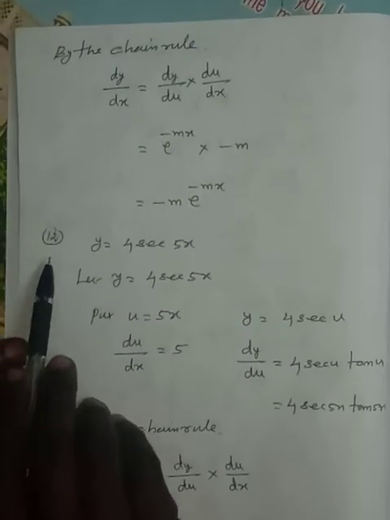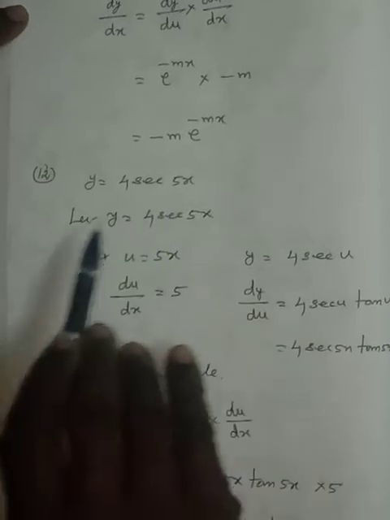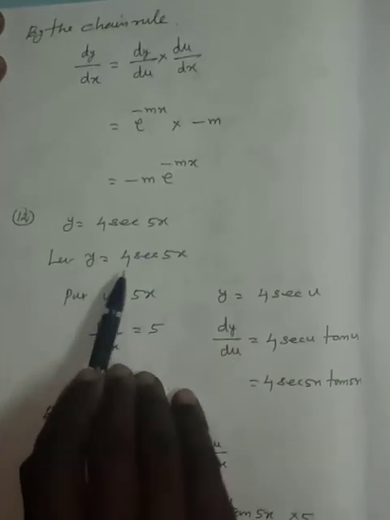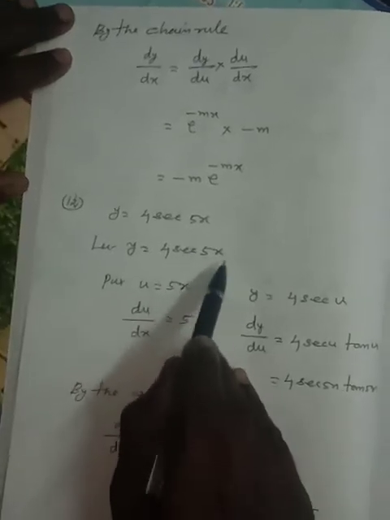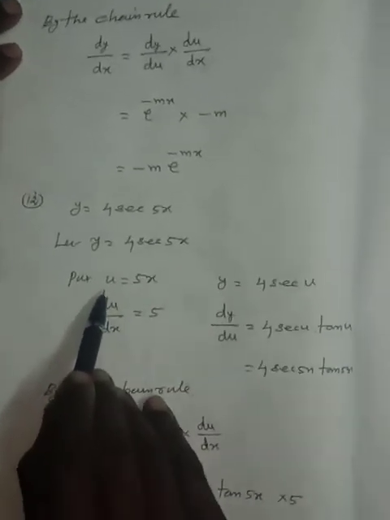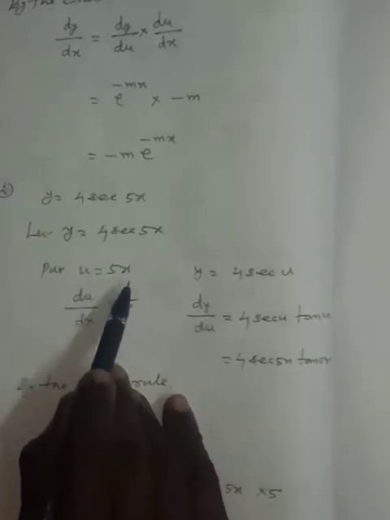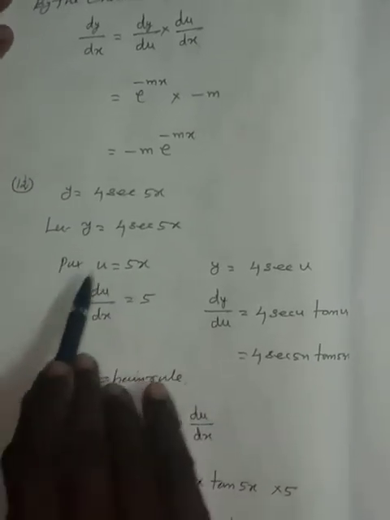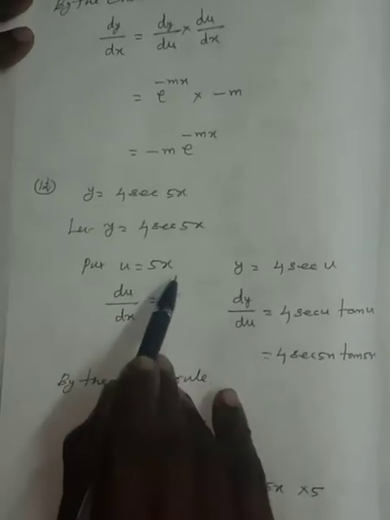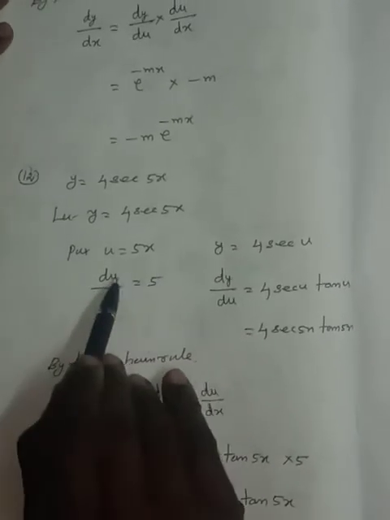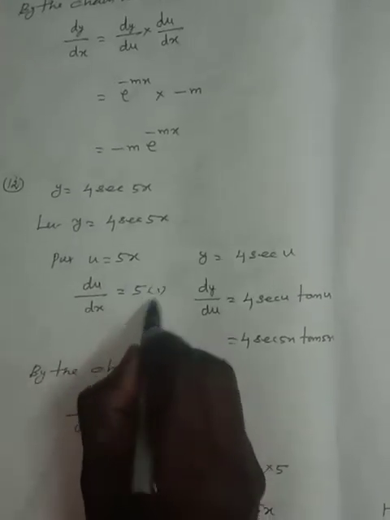Next question number 12. Let y is equal to 4 into secant 5x. Put u is equal to 5x. Left hand side variable is u, right hand side variable is 5x. Y is a constant number, so right hand side variable is x. Differentiate u with respect to x: du by dx is equal to 5 into 1 is equal to 5.